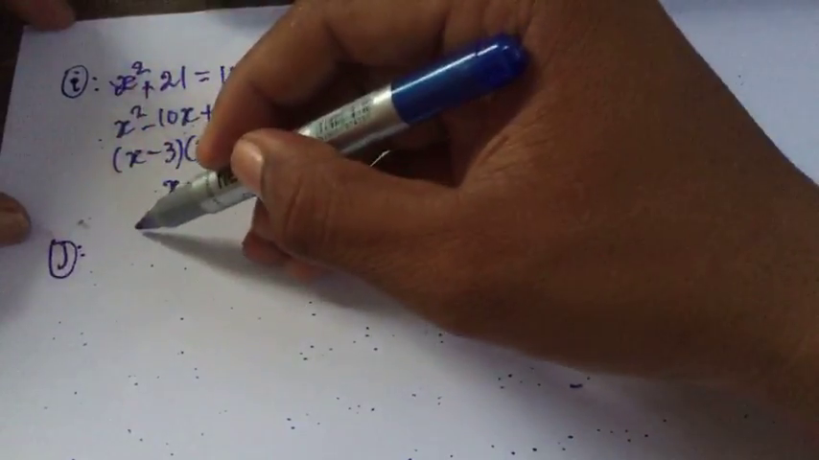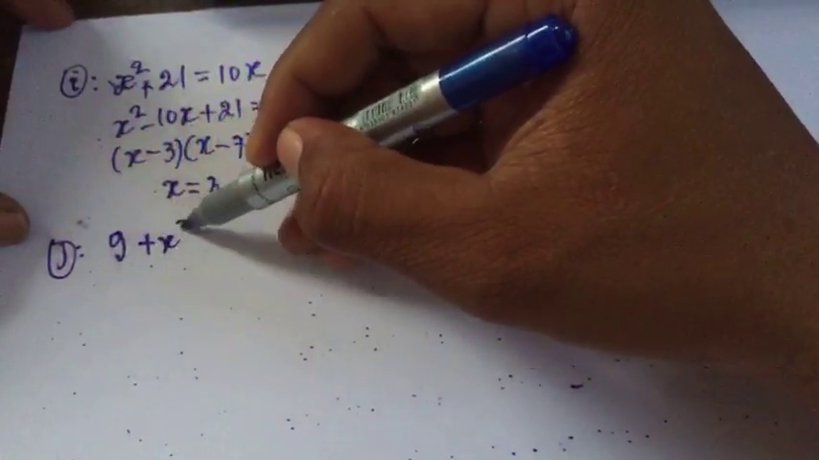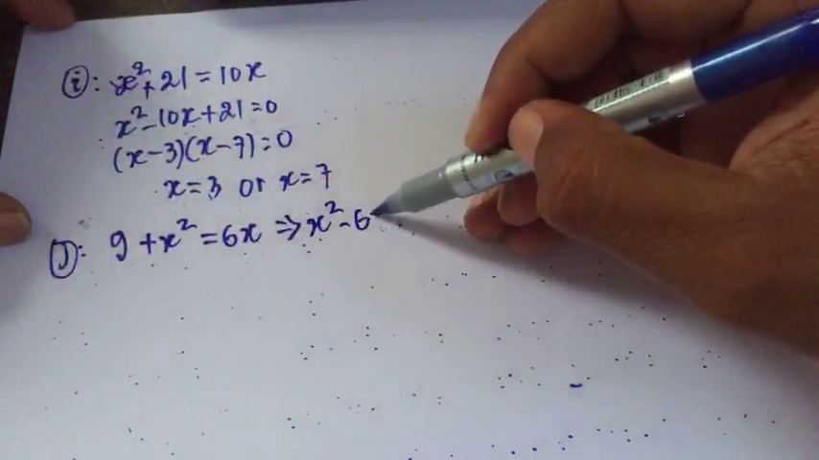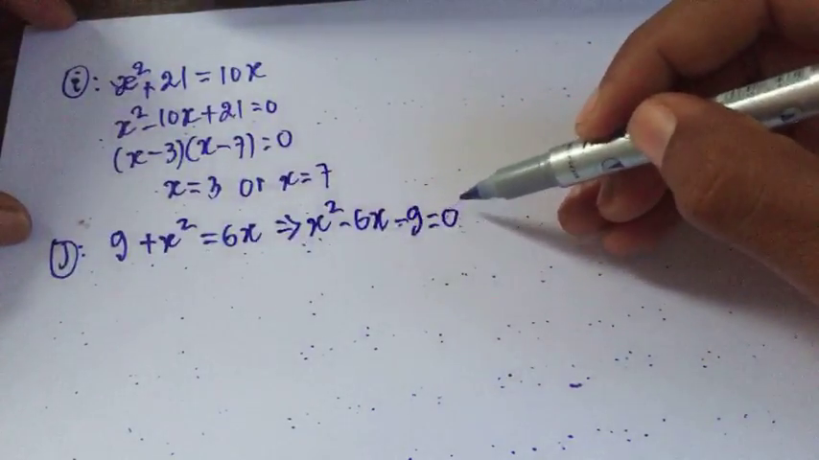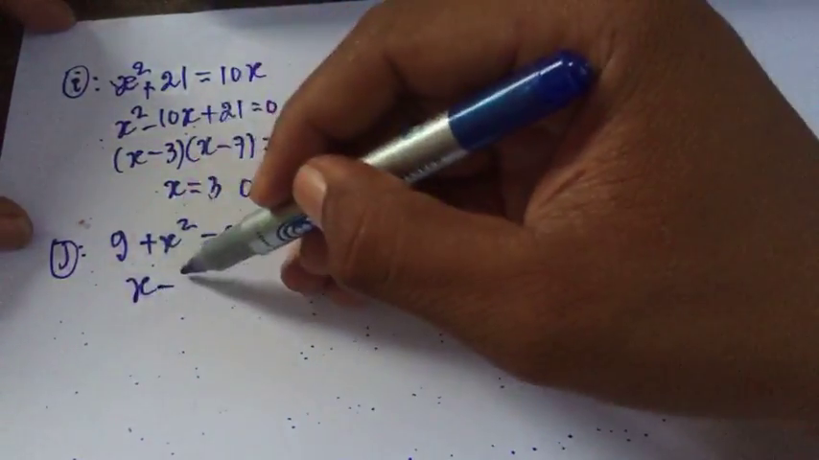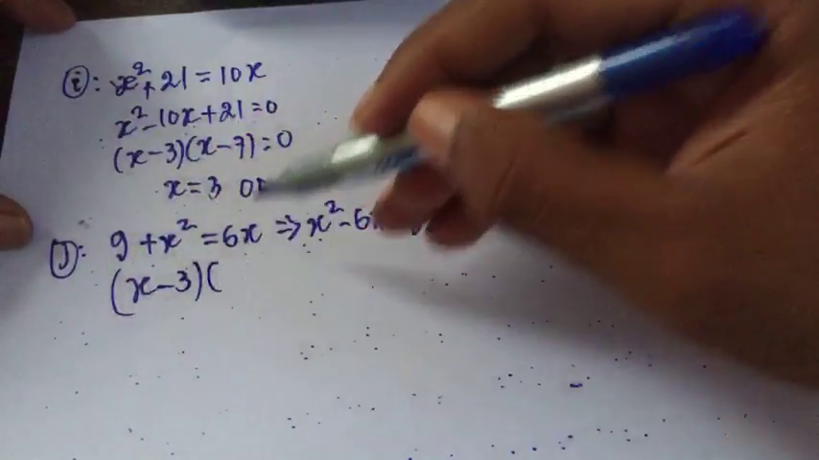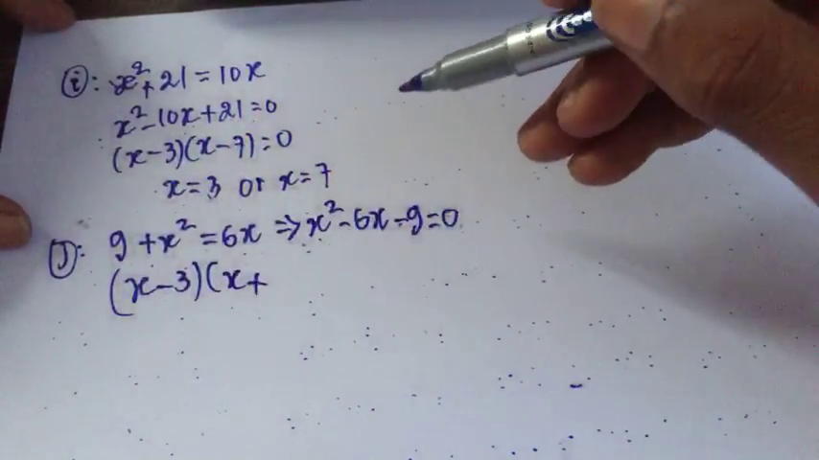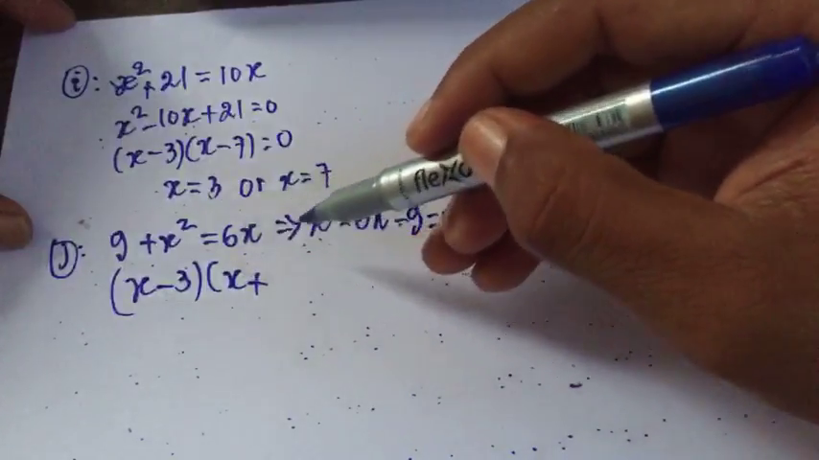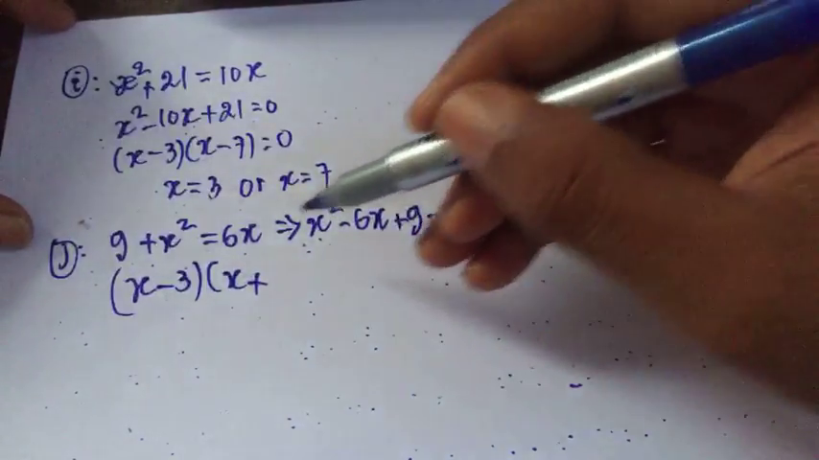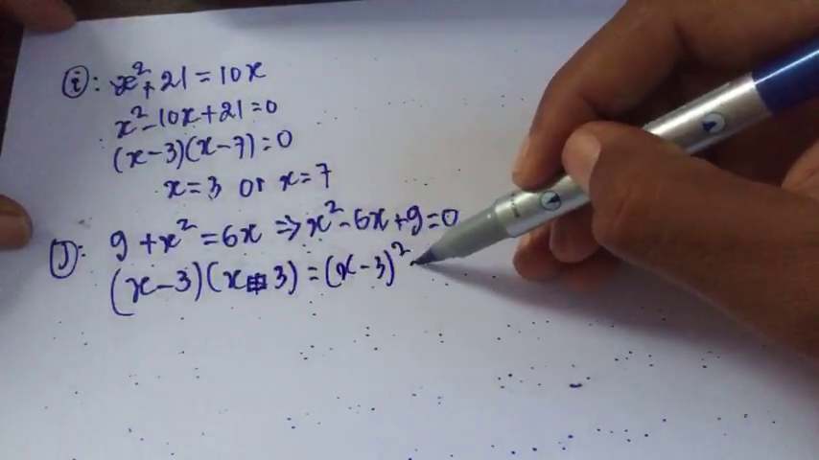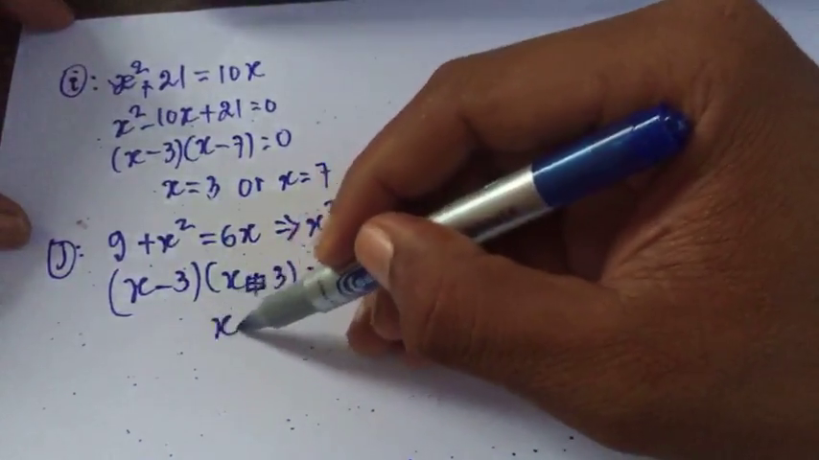J. Okay. 9 plus x squared equal to 6x. We can put x squared minus 6x plus 9 equal to 0, and then we can factorize it as x minus 3 squared equal to 0, so x equal to 3.